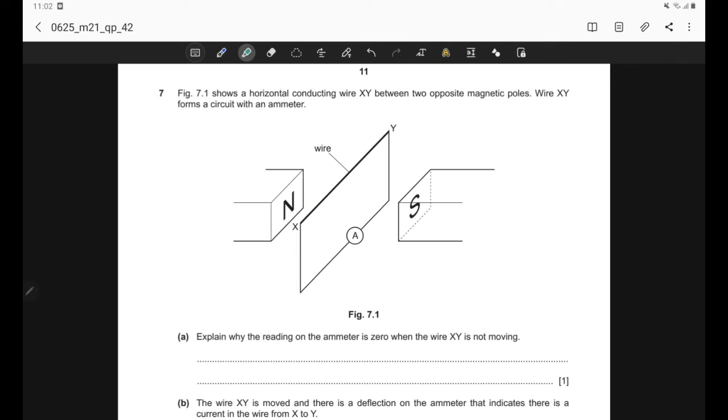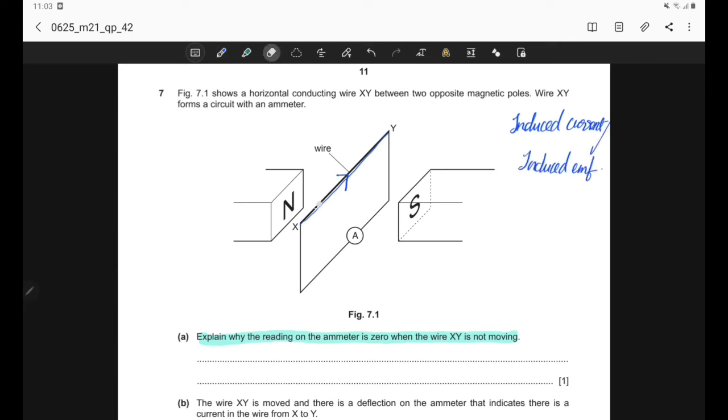In part A, we need to explain why the reading on the ammeter is 0 when the wire XY is not moving. In order to answer this question, you should know about electromagnetic induction. Electromagnetic induction is nothing but the production or generation of current in this wire, without connecting to any power supply or any cell. There will be a current automatically generated in this wire. That type of current is called induced current, or induced EMF.